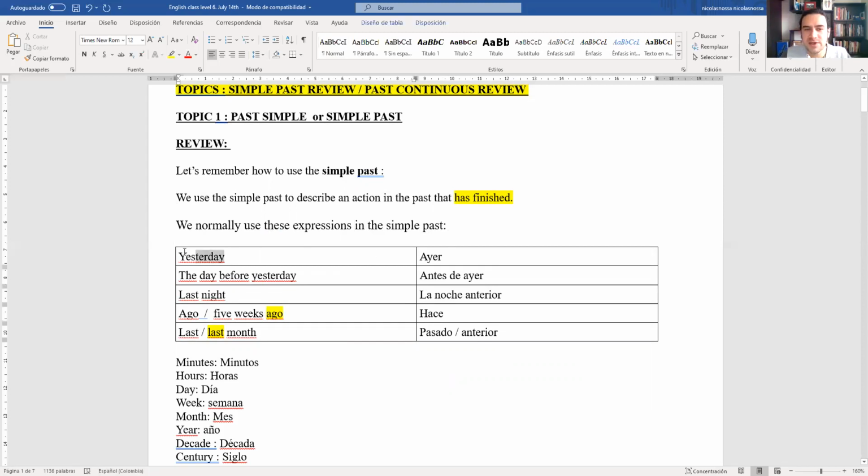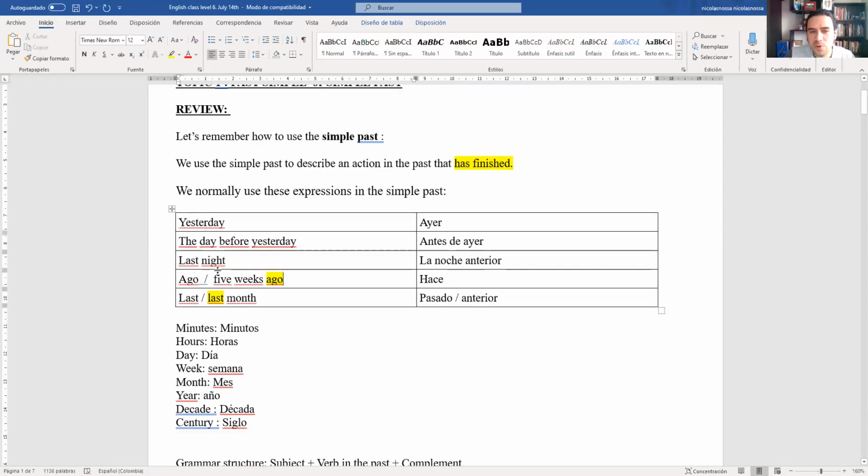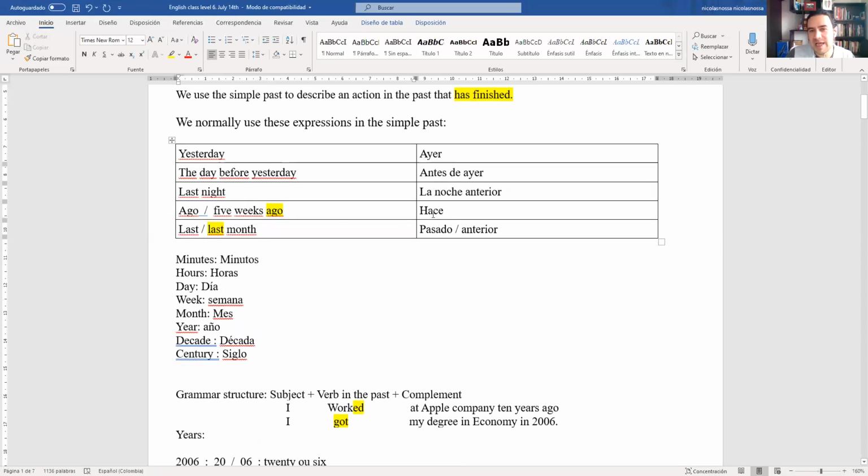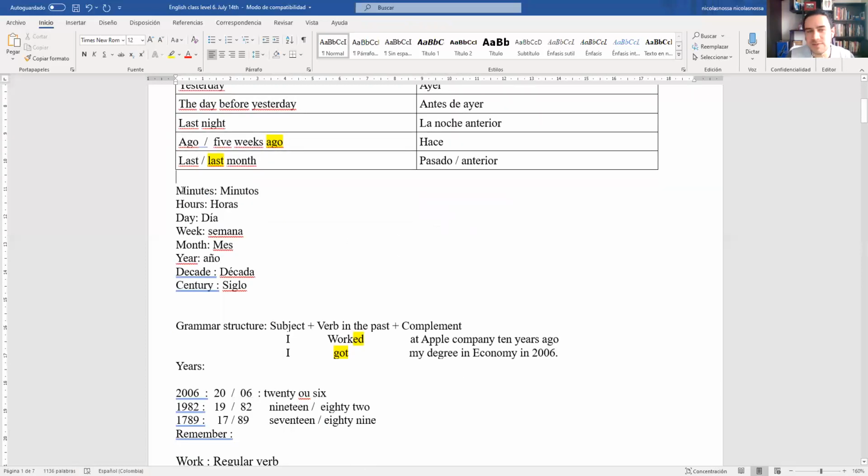For example, yesterday, ayer; the day before yesterday, antes de ayer; last night, la noche anterior; ago, que se traduce como hace: 5 weeks ago, hace 5 semanas, 1 year ago, hace un año, 1 month ago, hace un mes, for any period of time. Para cualquier periodo de tiempo, ago, hace. Last, como pasado o anterior: last year, el año pasado, last month, el mes pasado, last night, la noche anterior. So last, como último, pasado.